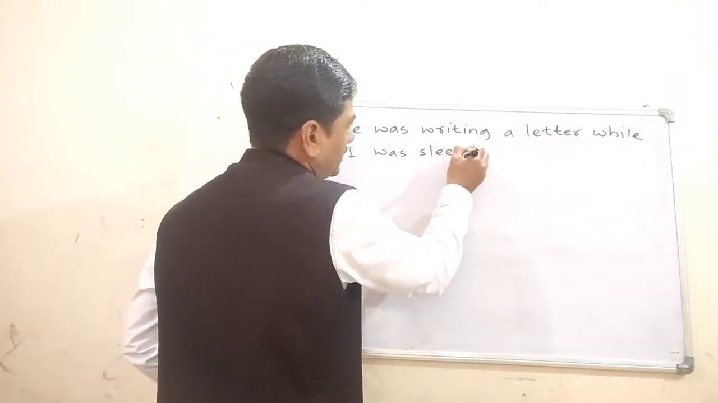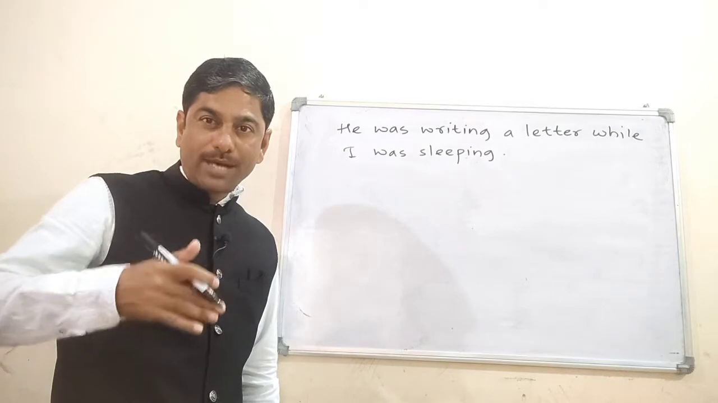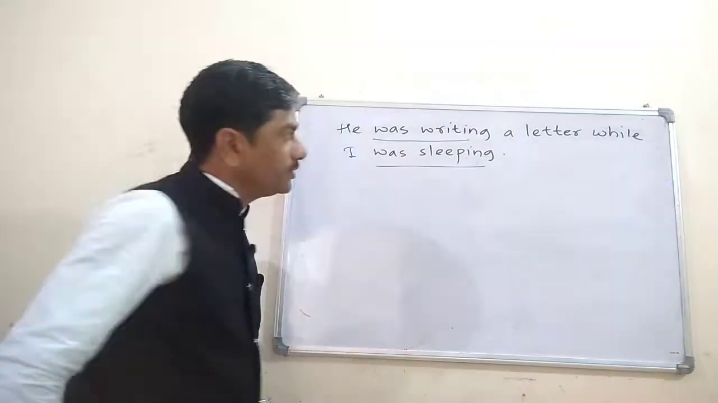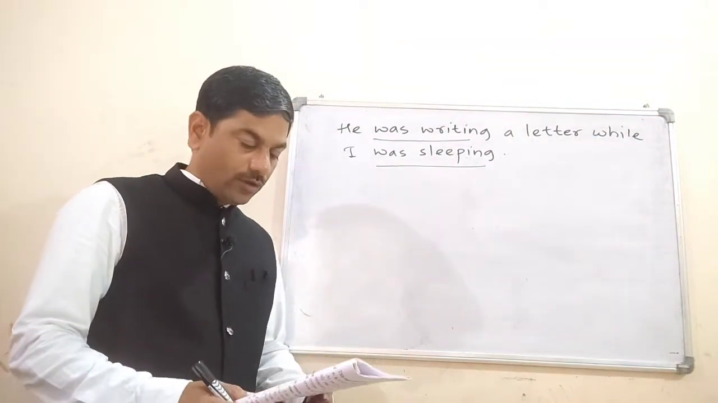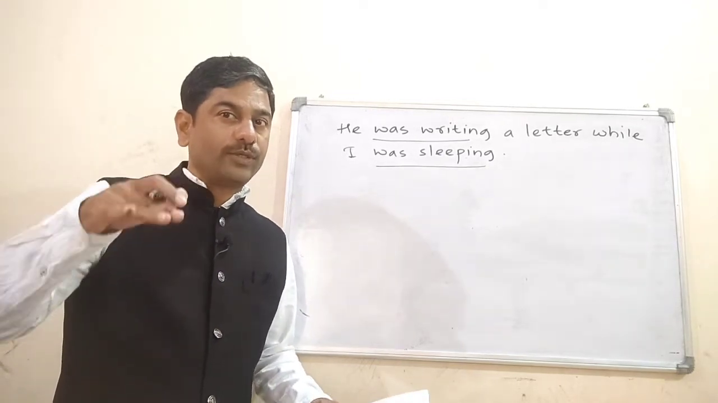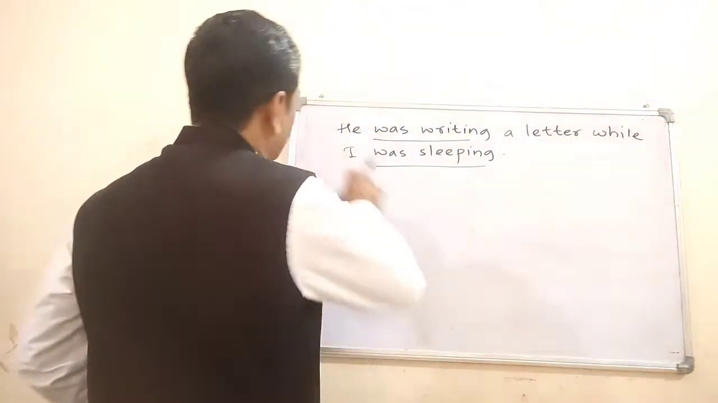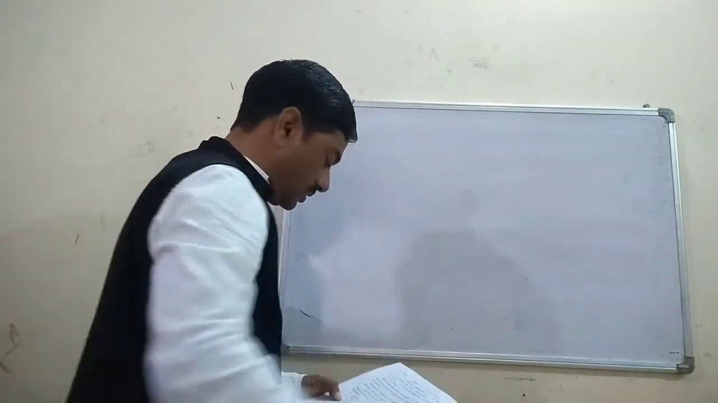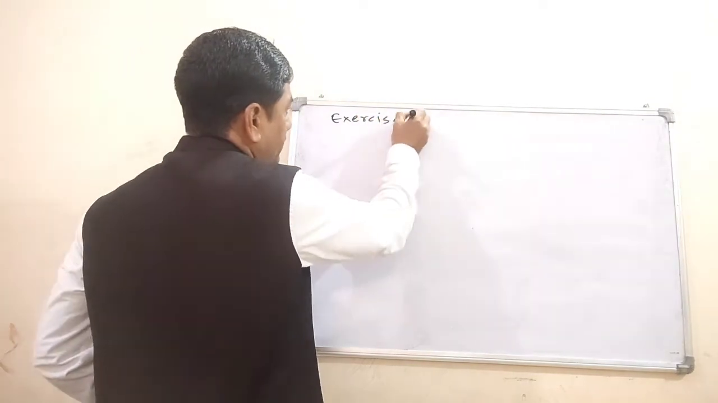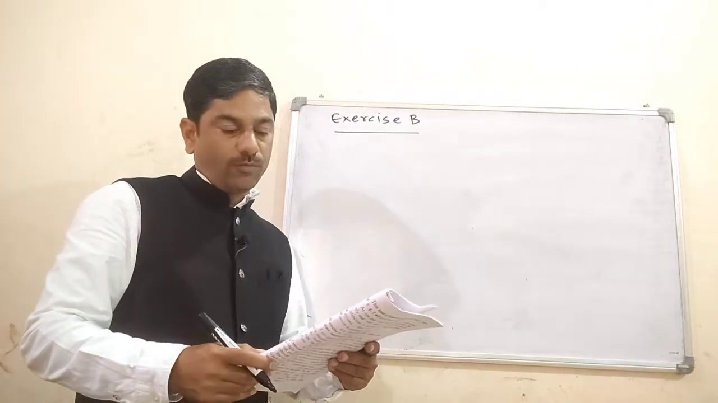So in this sentence there are two clauses, and in both the clauses they have made use of past progressive tense or past continuous tense. Was writing and was sleeping. He was writing a letter while I was sleeping. So there is one exercise. We will solve that exercise in which we will make use of past progressive tense in both clauses. Exercise B. What you have to do? Fill in the past progressive form of the verb.